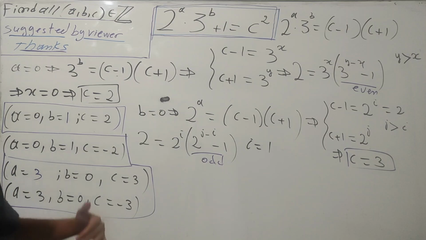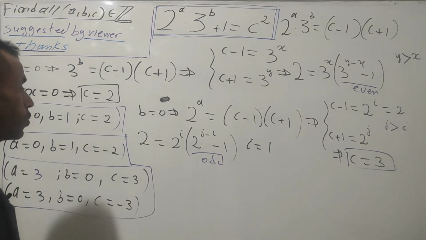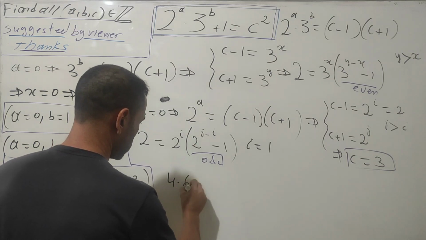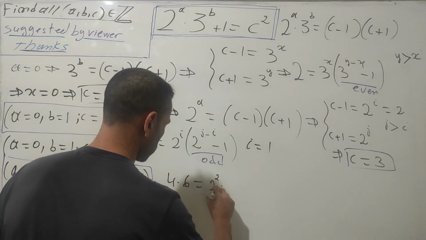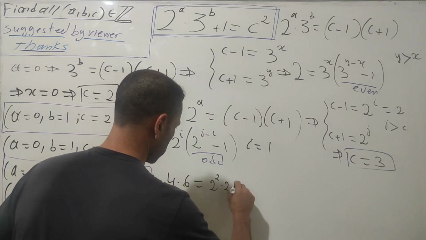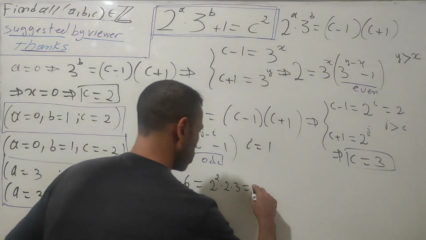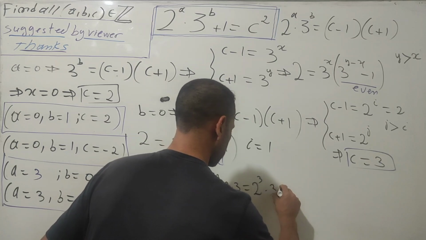So let's find another solution. If you take a look carefully here, I get 4 multiplied by 6, which equals 2 squared multiplied by 6, which equals 2 multiplied by 3. I'm going to join this one to the other one. I get 2 to the 3 multiplied by 3.